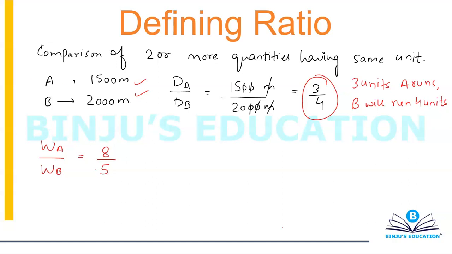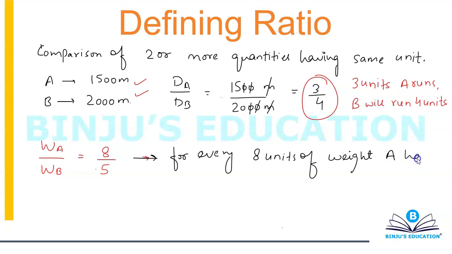What does this ratio mean, how are you supposed to interpret this ratio? This ratio basically means, for every 8 units of weight A has, B will have 5 units.